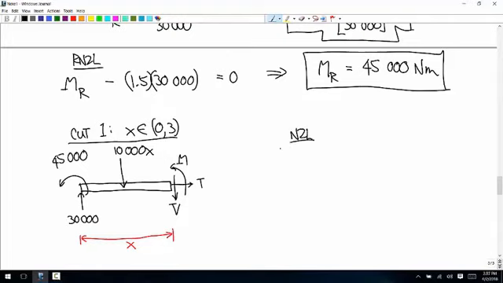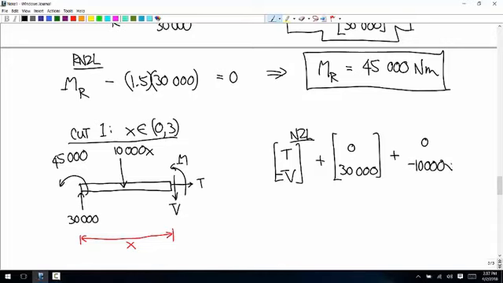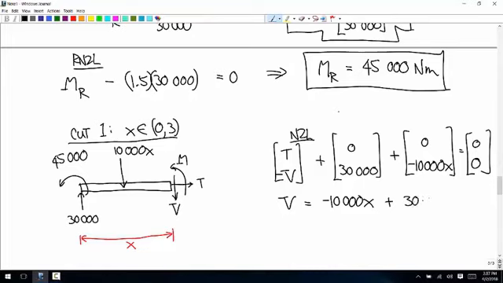So Newton's second law says T, negative V, plus 0, positive 30,000, plus 0, negative 10,000 x is equal to zeros. So T is equal to 0. V is equal to negative 10,000 x plus 30,000.